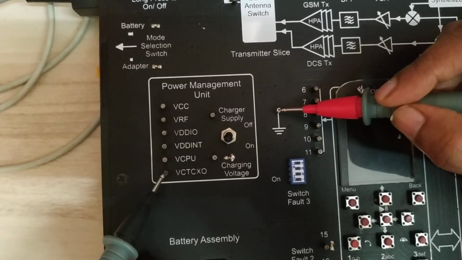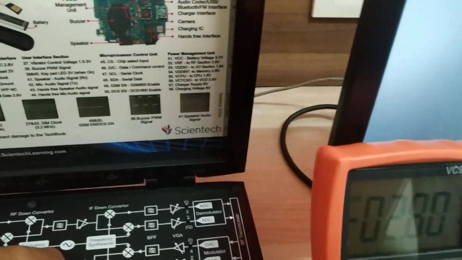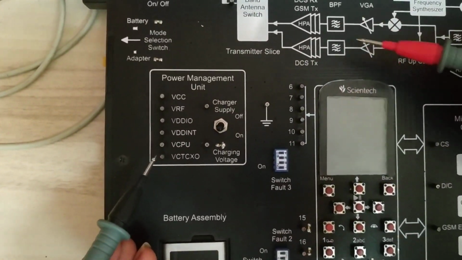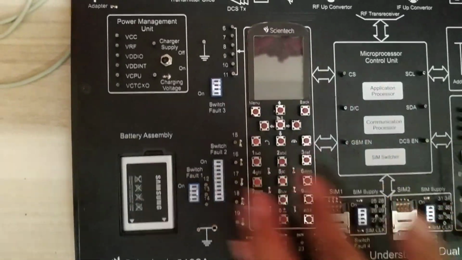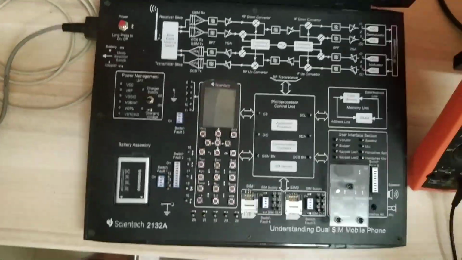Then this is the voltage for VCO, the voltage required for the VCO. We want approximately 2.8 volt, and we will get the same. We can observe it on this multimeter. Okay, so in this way different test points are there. We can measure the voltages at the different test points on the multimeter.